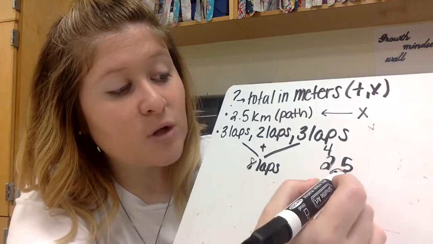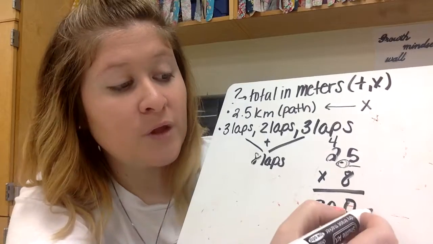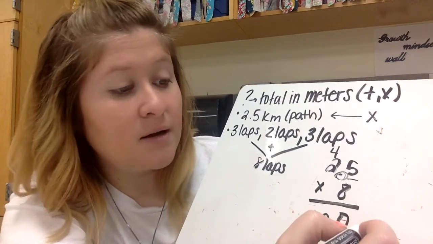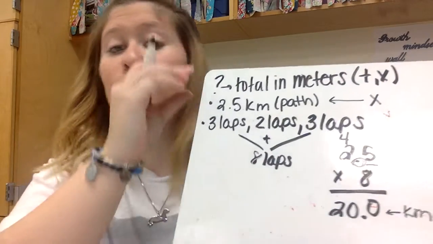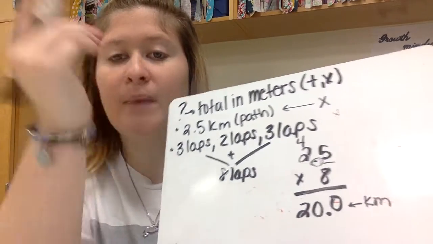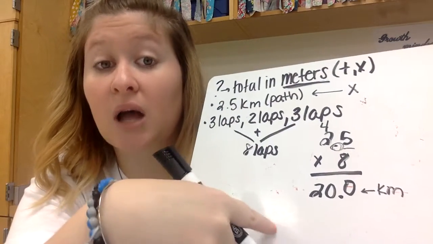And my decimal has 1 number behind it. So I'm going to put it back in, 1 number. So he went 20 kilometers total. So now we've done the total part. Now it's time to look at the unit, because my question wants it in meters, and mine's in kilometers.